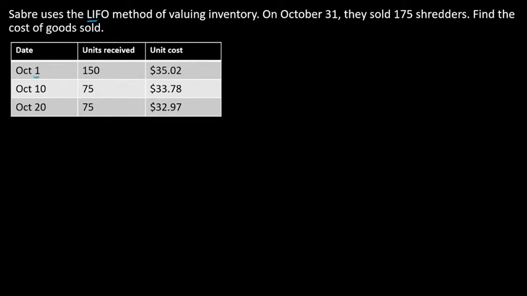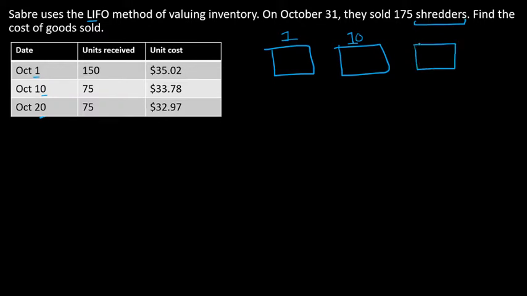If I look at my inventory dates, October 1st, 10th, and 20th, well, once again, let's just draw, let's say you have these boxes that have shredders in them, because that's the item we're selling. So let's say we have an October 1st box that has 150 shredders in it. We have an October 10th box that has 75 shredders in it. And we have an October 20th box that has another 75 shredders in it.